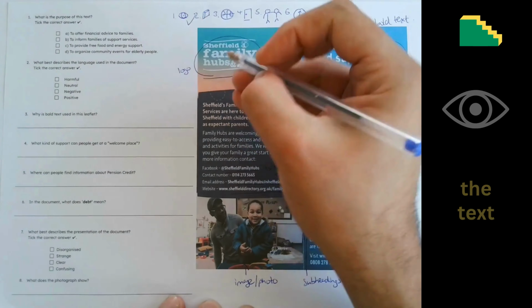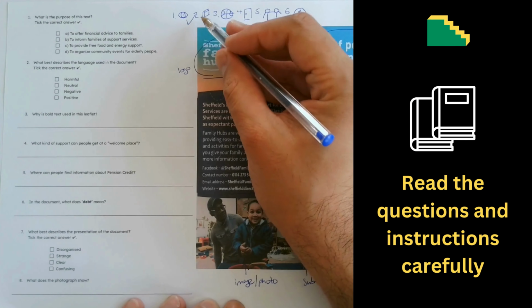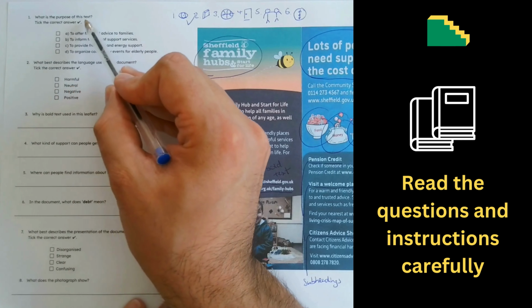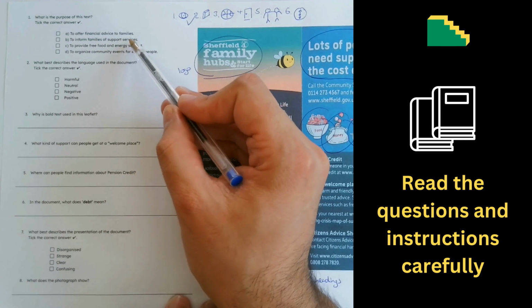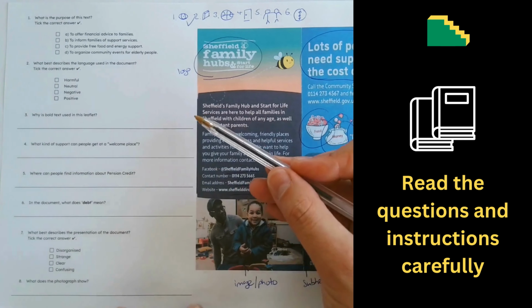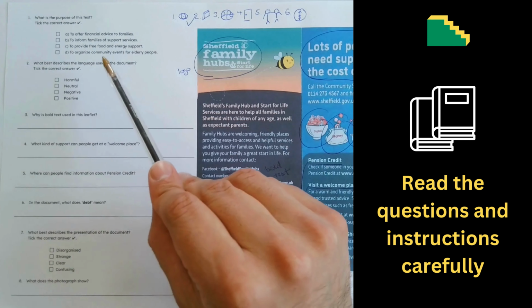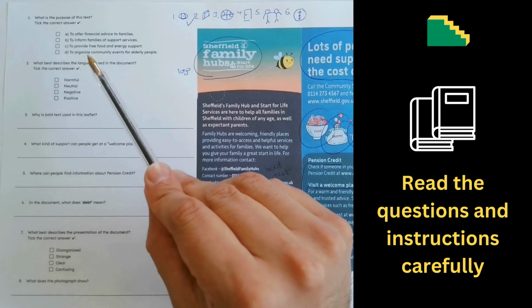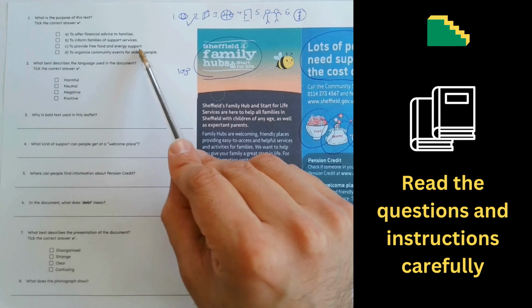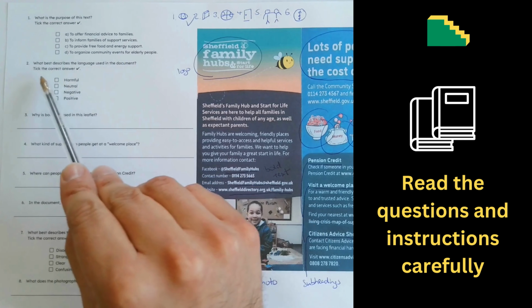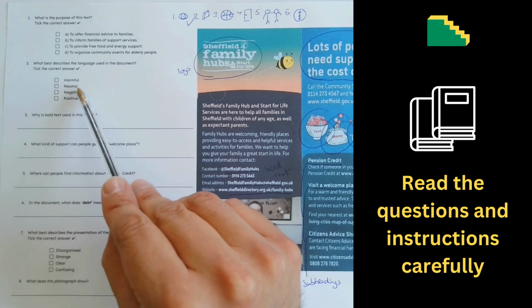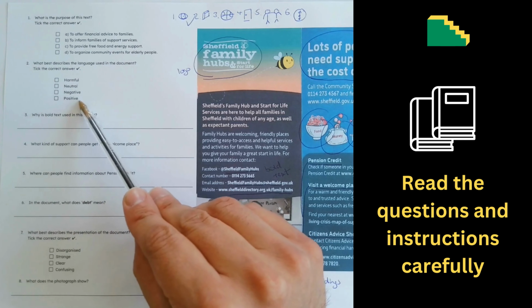The second step, 2 books. Read the questions and instructions carefully. What's the purpose of the text? Tick the correct answer. To offer financial advice to families, to inform families of support services, to provide free food and energy support, and to organise community events for elderly people. Okay. The second one is what best describes the language used in the document. You're going to tick again. Harmful, neutral, negative or positive.